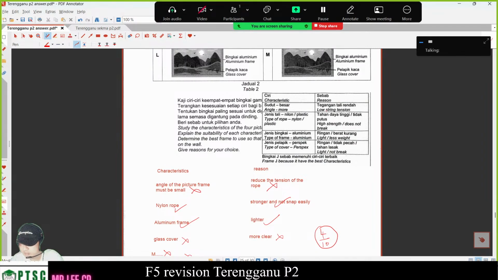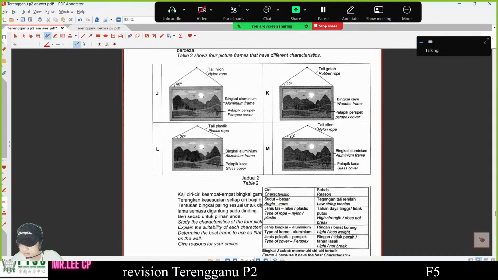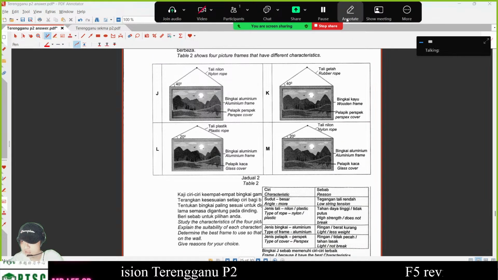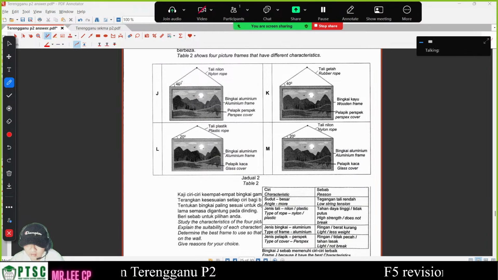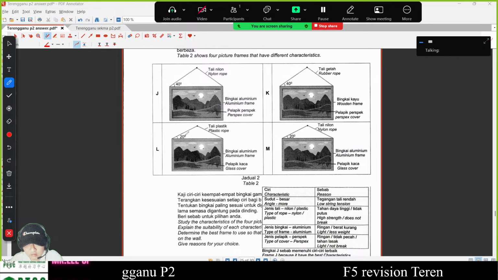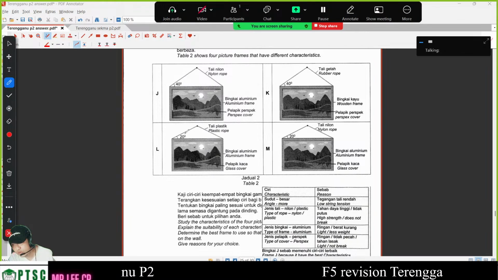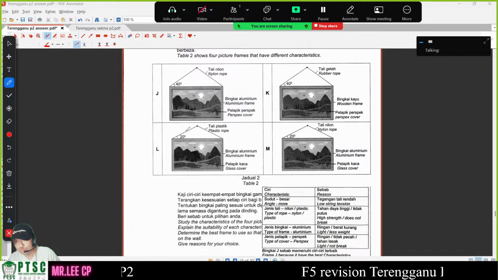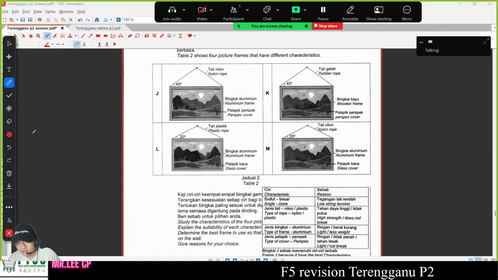So they want anchor bigger. Anchor bigger, low tension, low string tension. Just now I calculated: bigger gives you bigger tension, smaller gives you smaller tension. I calculate one more time.